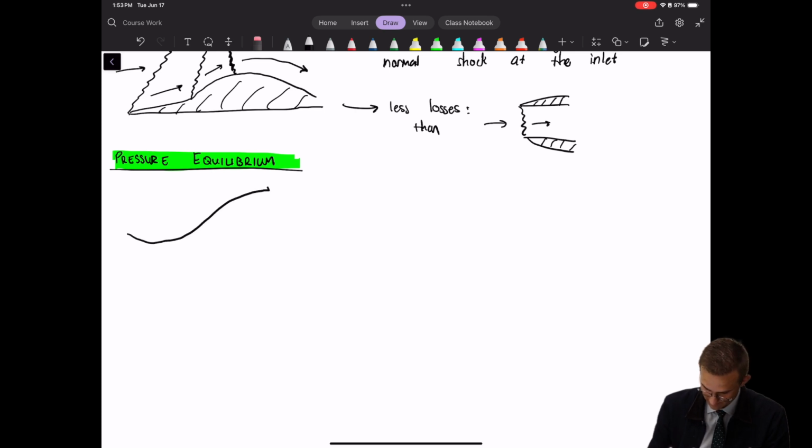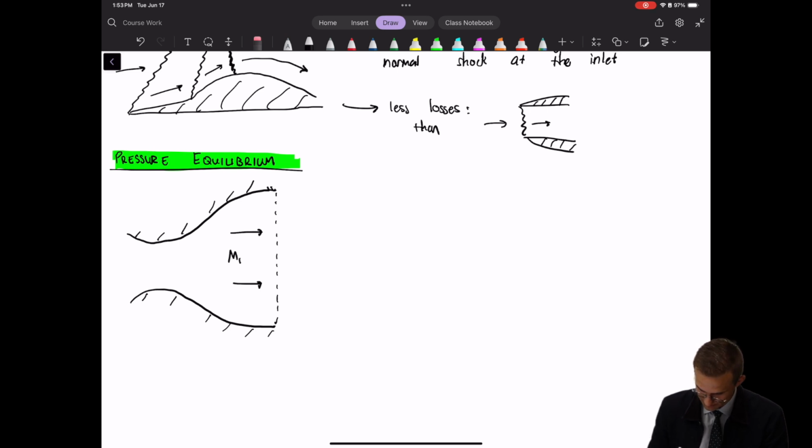So let's imagine we have some sort of de Laval nozzle that looks like this. Okay, so this is the wall. All right, and then let's say that at the exit we have some sort of exiting Mach number of M1. Okay, and then let's draw the center line of this guy like this.